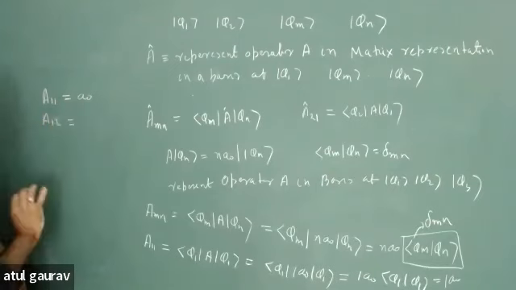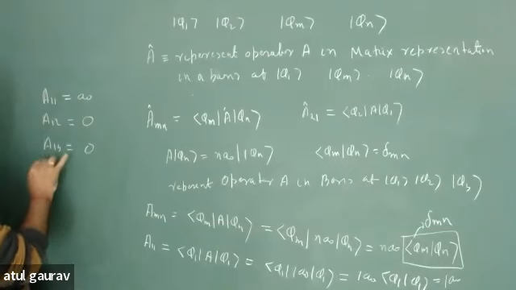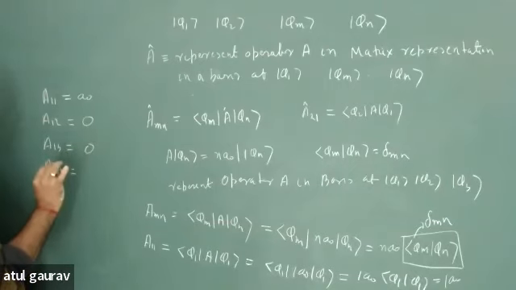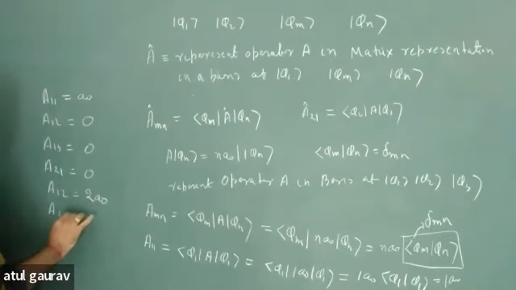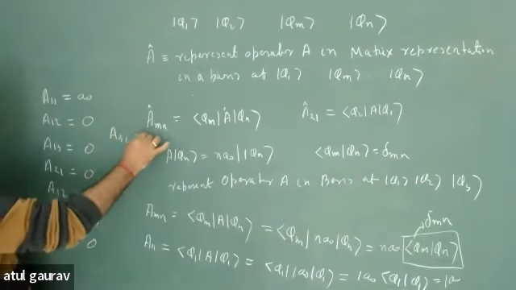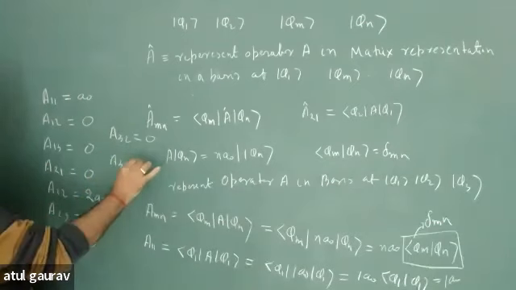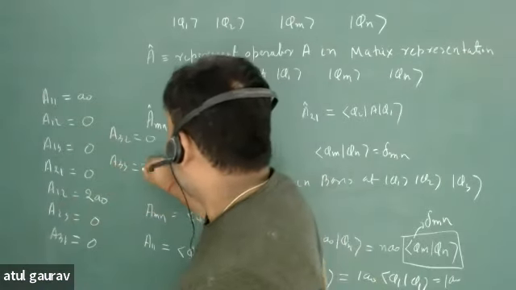A12 zero. Very good. A13 zero. A21 zero. A22 two a naught. Very good. A23 zero. A31 zero. A32 zero. A33 three a naught. Sorry, 3 a naught. This value is what? 3 a naught.